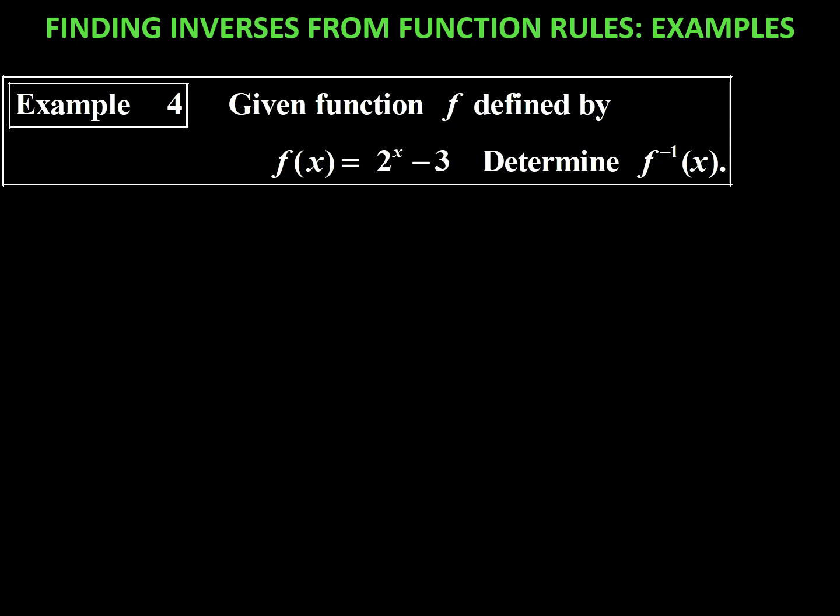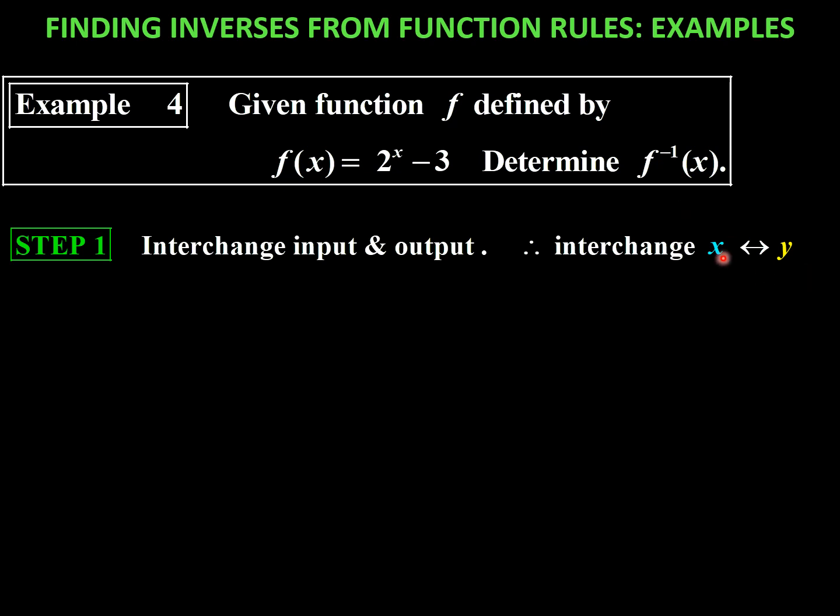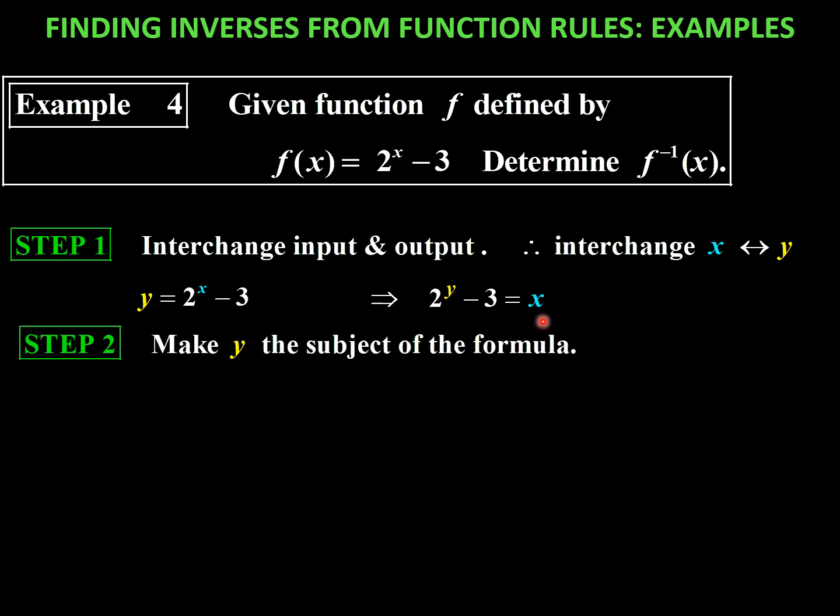In this example, you're going to be using an exponential rule, 2 to the x minus 3, and we want to determine the inverse rule for that. So as usual, remember the first step, we have to interchange the x and the y. So let's do that, same color coding. So that becomes y is equal to 2 to the x minus 3, and that will become 2 to the y minus 3 equal to x. Right? Let's just have it again.